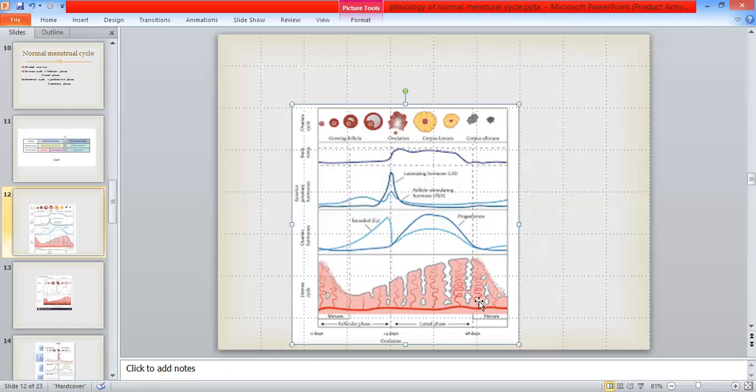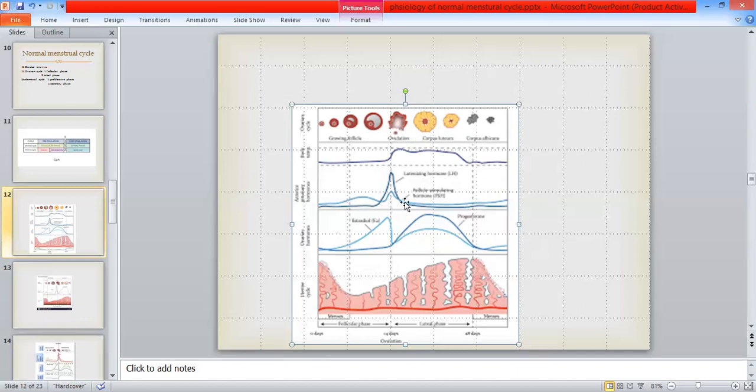And this will give a positive feedback to the GnRH and then LH and FSH, and again the cycle will start. Now, this was all about the ovarian cycle, which is divided further, I am repeating for you people, into the follicular phase, ovulation, and then the luteal phase.